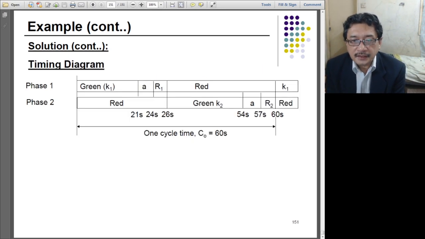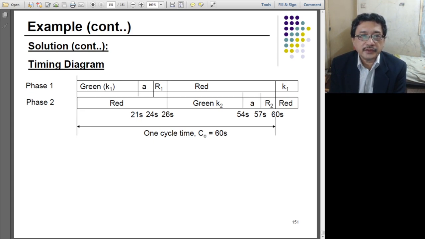Okay, the last thing to be done in the design of a traffic system is to sketch the timing diagram. We can sketch it from our calculations, since we have determined all the timings which we need to know. For example, for phase 1, the green time K1 is 21 seconds. We add 3 seconds for the amber to become 24 seconds, and we add another 2 seconds for the all-red to become 26 seconds.